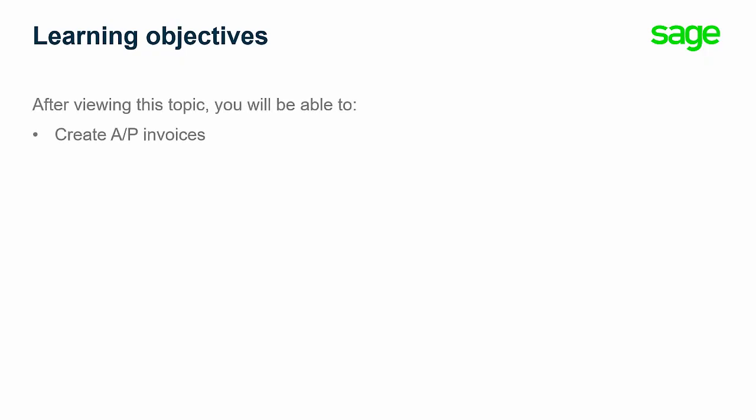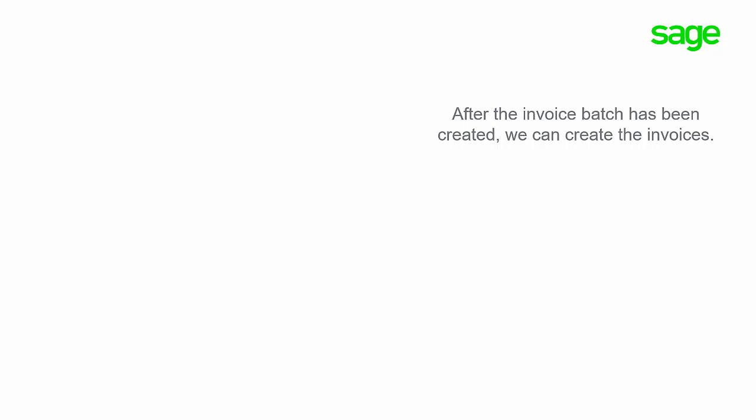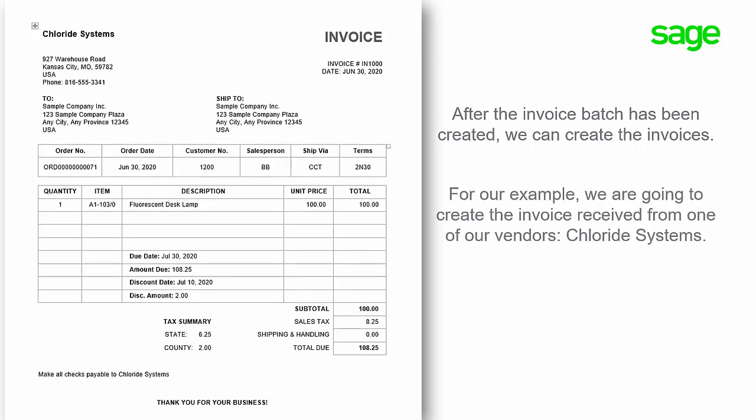Over the next few minutes, we will show you how to create accounts payable invoices. After the invoice batch has been created, we can create the invoices. For our example, we're going to create the invoice received from one of our vendors, Chloride Systems.